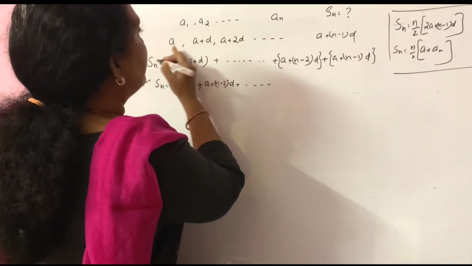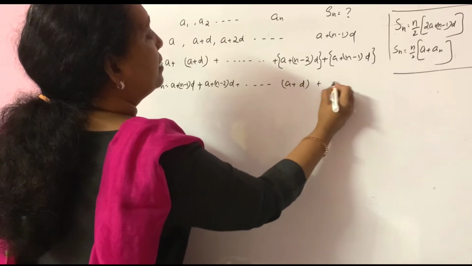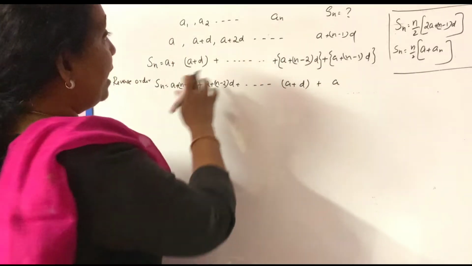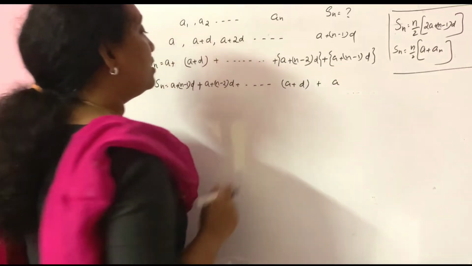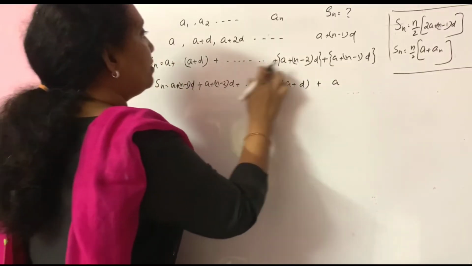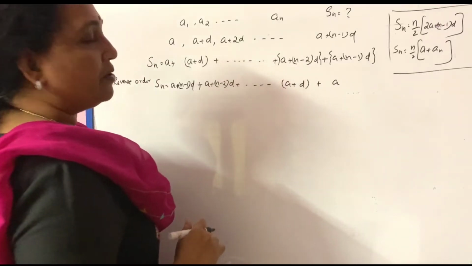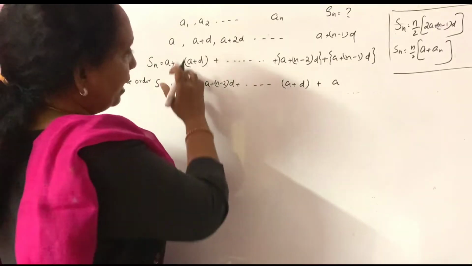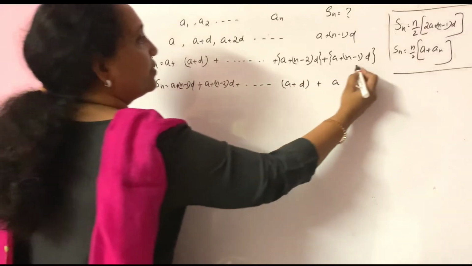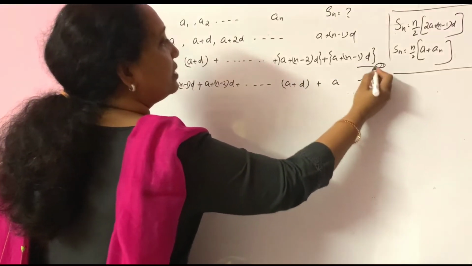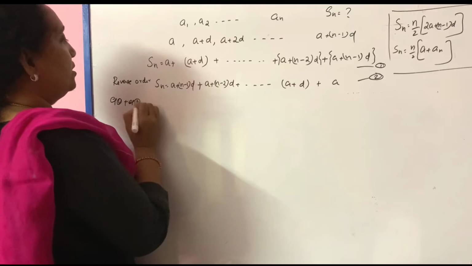The last term will be this, and the term just before it is a plus d, then a. Okay, add these two equations. Here we have Sn is equal to the lengthy one, and Sn is equal to the reverse of the AP. So add those two. This is equation 1 and equation 2. Equation 1 plus equation 2.